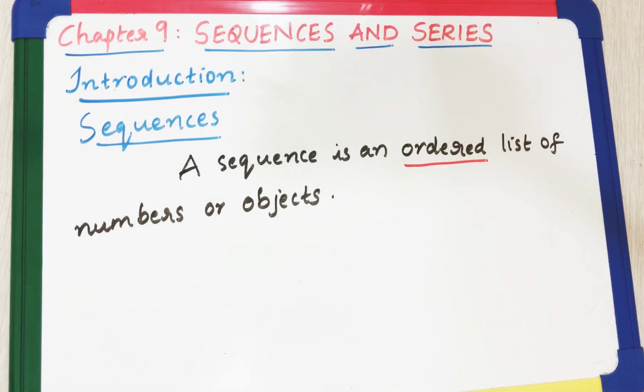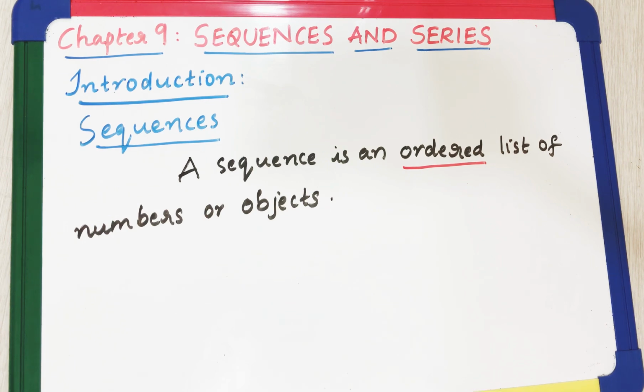A sequence is an ordered list of numbers or objects, or we can say a collection of objects or a set of numbers is said to be listed in a sequence if it is ordered in such a way that it has an identified first member, second member, third member, and so on. That is, a sequence should have an ordering so that we can identify first member, second member, third member, and so on. For example, we can say our alphabets starting from A and ending with Z.